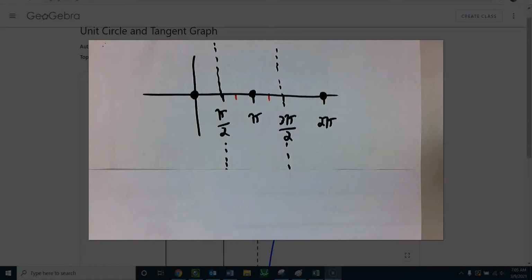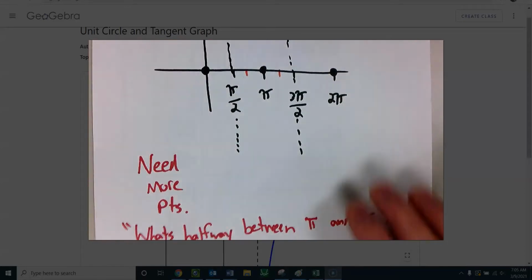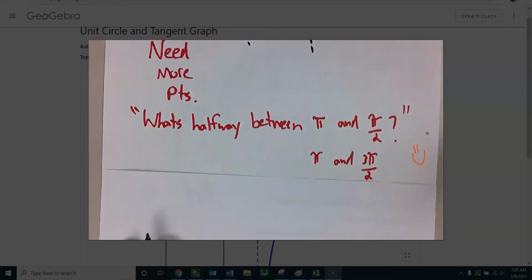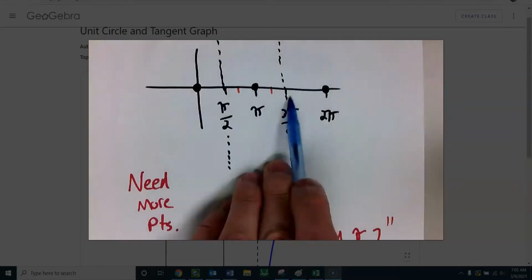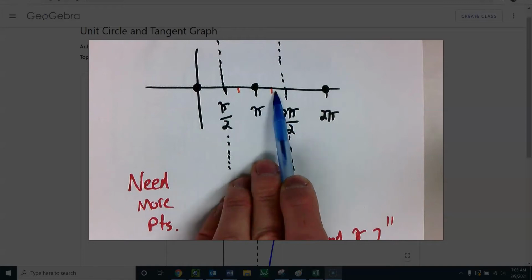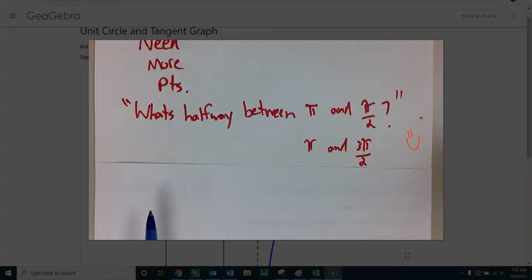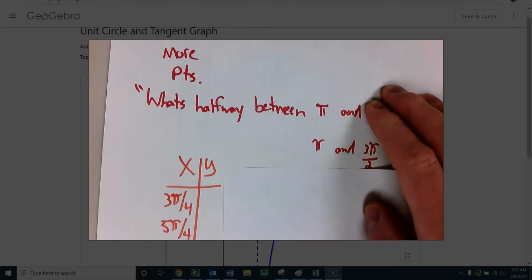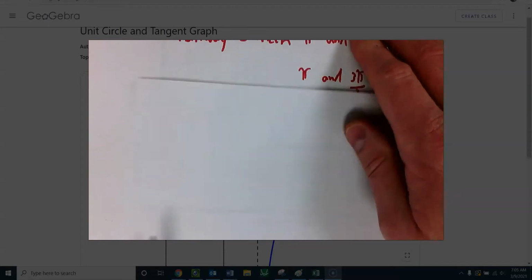I need to take the tangent of those. So we need more points, we need more data. So we need to find those halfway points. Halfway points between an asymptote and an inflection point should always put us on pi over some form of pi over 4. So we find those. This is the little table we fill out, 3 pi over 4 and 5 pi over 4. Let's go ahead and figure that out real quick.